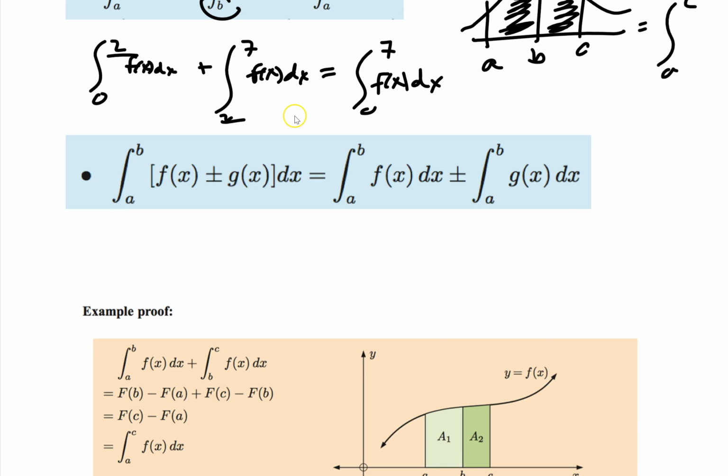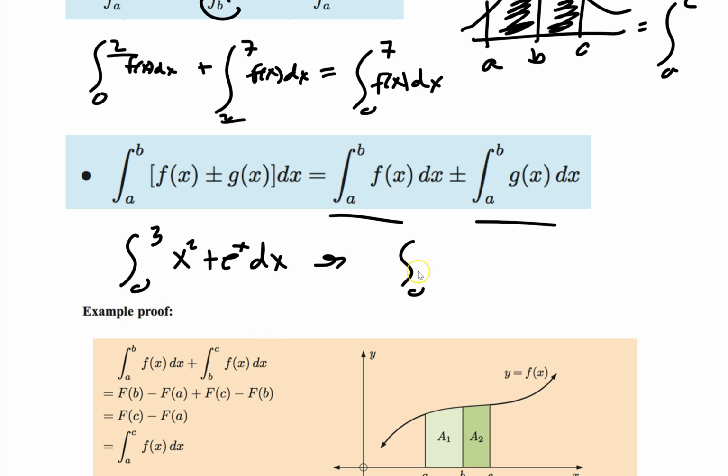But back to this, the one we've been using a lot: you can separate it. If you're integrating two things, if you want, you can separate them. They keep the same limits. So if we're doing the integral from 0 to 3 of x squared plus e to the x dx, if you want, you can separate it out and go the integral from 0 to 3 of x squared plus the integral from 0 to 3 of e to the x.